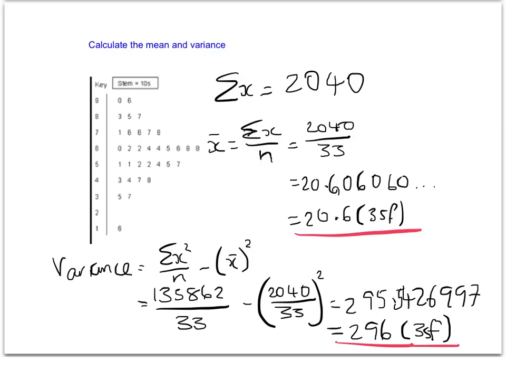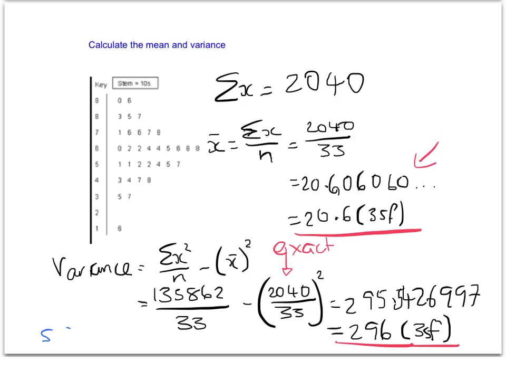So here's the answers. I added them all up to be 2040 and 33 bits of data, so 2040 divided by 33 gives full calculated display of that, and then 3 significant figures, 20.6. For the variance, I added up all of those numbers squared to be 135862. Divide that by 33 and take away the exact mean. I know I'm going on about this, but loads of students don't do exact. The exact mean squared, full calculated display, 3 significant figures, 296.